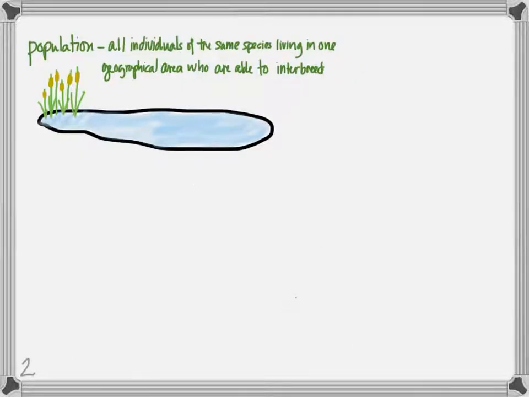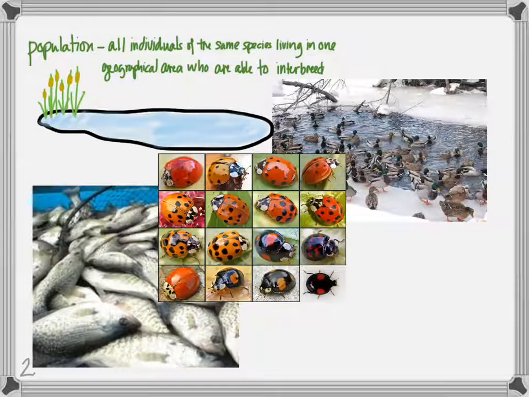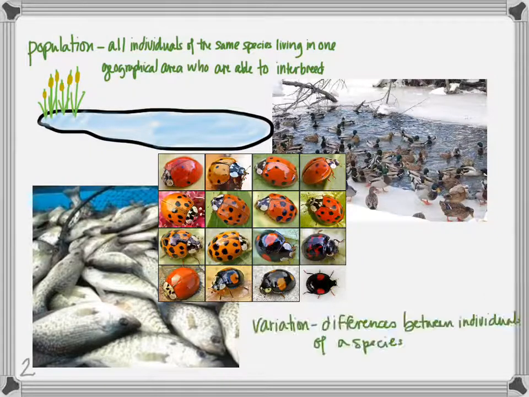And you know that all populations, that's a group of individuals of the same species, like these crappie or these ducks, living in one geographical area, or these ladybugs, that are able to interbreed. All populations have got natural variation, differences between the individuals of a species. And variation can occur in pretty much any heritable trait, like height or the length of legs, fur color, ear color, producing a particular enzyme that somebody might need to digest lactose.